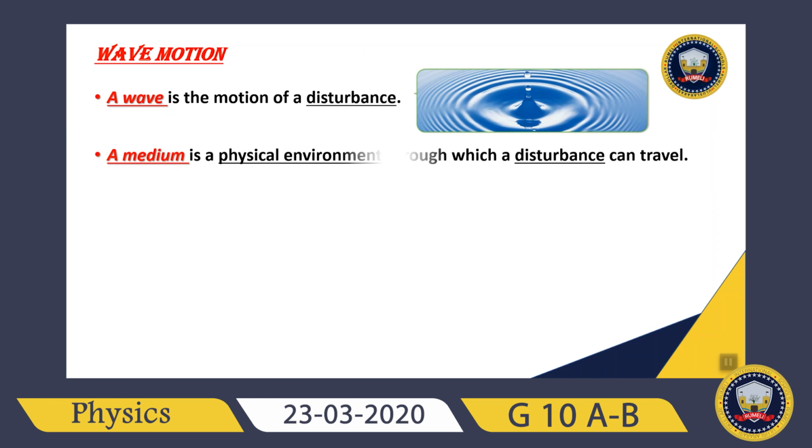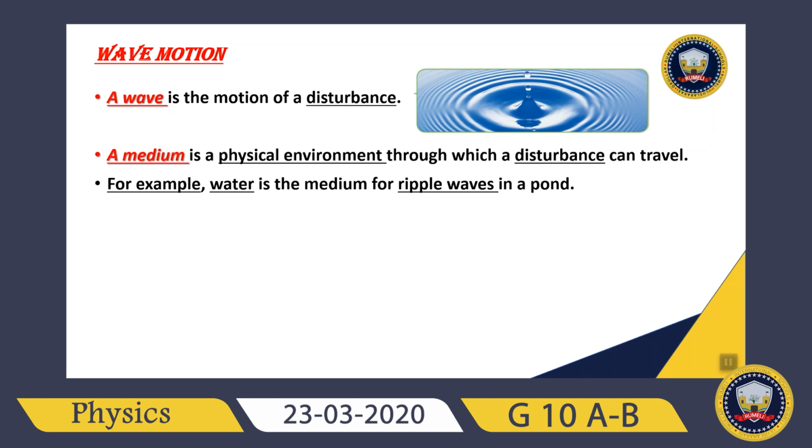A medium is a physical environment through which a disturbance can travel. For example, in this picture, the water is the medium for the ripple waves in a pond. But now the question is, do all waves need a medium to travel through?